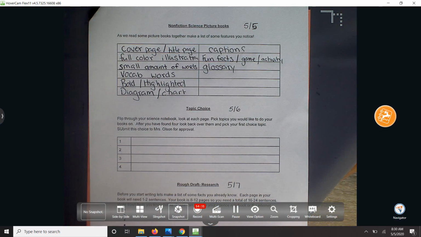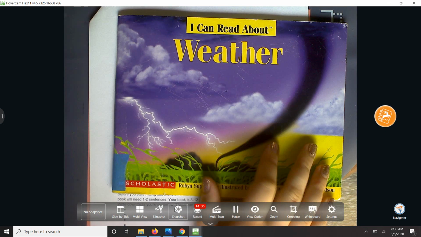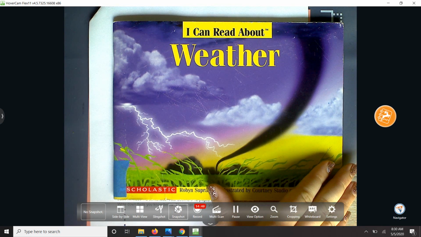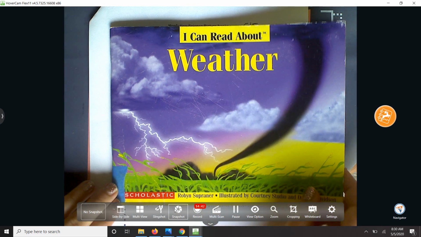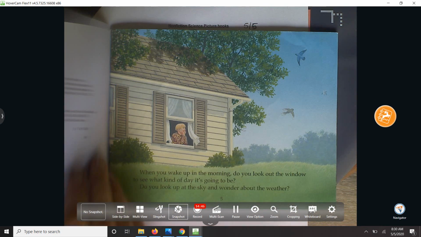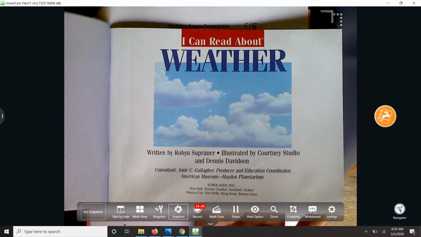We have one more book, and I really like this last book. It's a good example, but it has a lot of words as well. But it's a good example. This book is pretty long. You can tell it's a lot of pages. And it talks all about weather. Some of you might have actually read this book this year, because I think I saw it out a couple times. So it's called I Can Read About Weather. It has its title page.